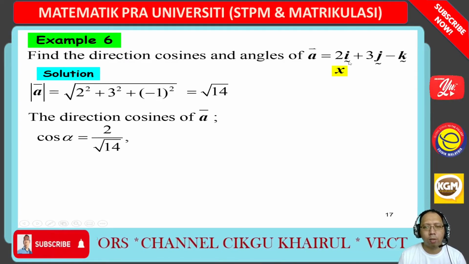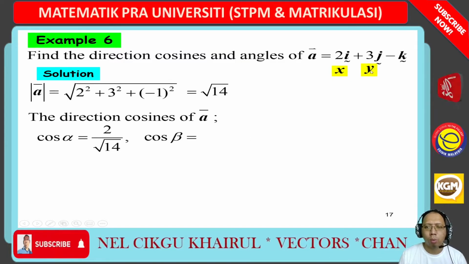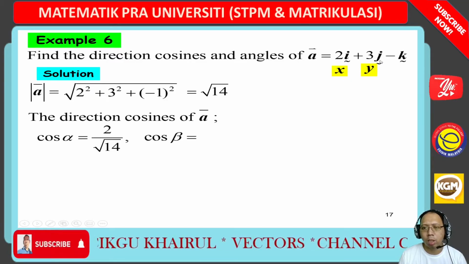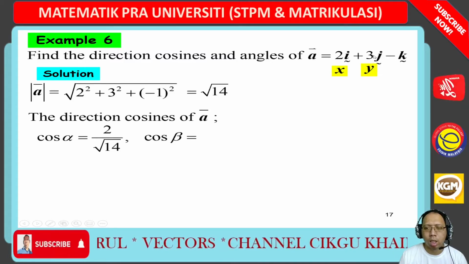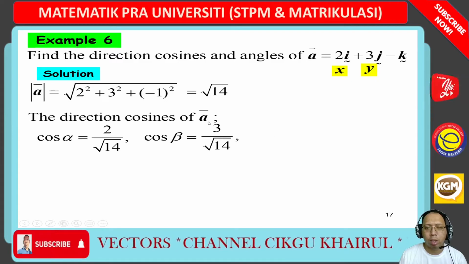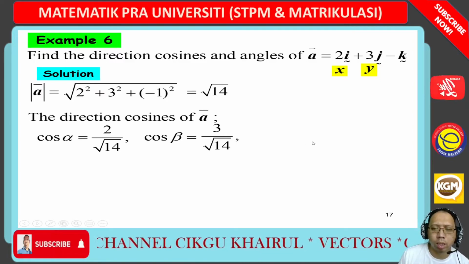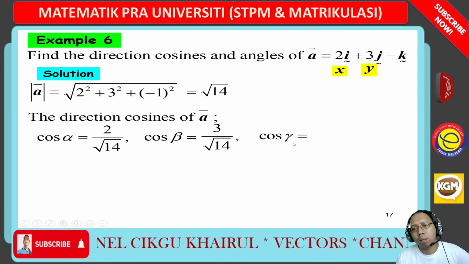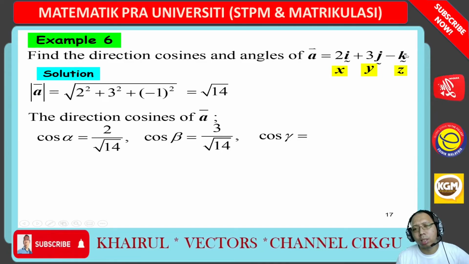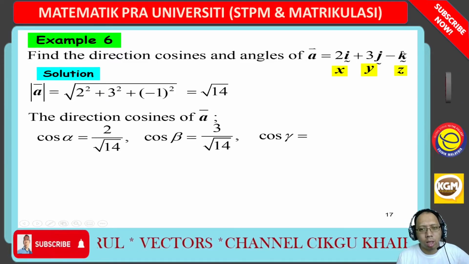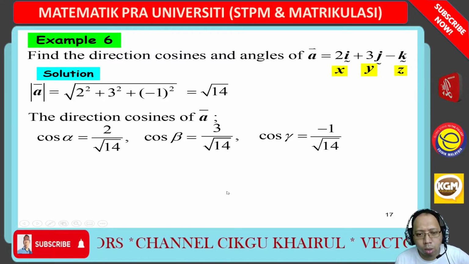Okay, cos alpha refers to the x-axis. Next, cos beta refers to the y-axis, where the y-axis is parallel to component j, and the coefficient of component j is 3. So we take 3 divided by the magnitude of vector A, then we get 3 over square root 14. Same for cos gamma. Cos gamma refers to the z axis, and the component is k. Then the coefficient is -1. So cos gamma equal to -1 over square root 14.